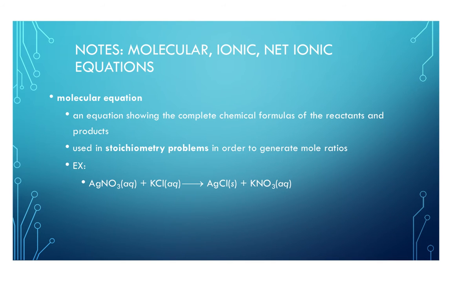All right. So, when we talk about types of chemical reaction equations, three of them, you learned about these in your POGO: molecular equations, ionic equations, and net ionic equations. Okay. There are certain situations where each of these is useful.